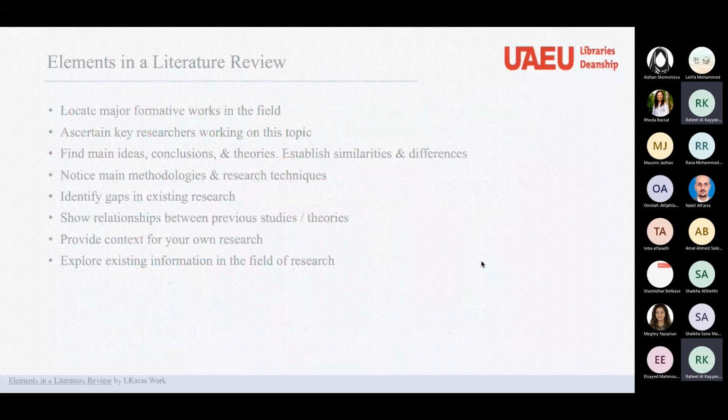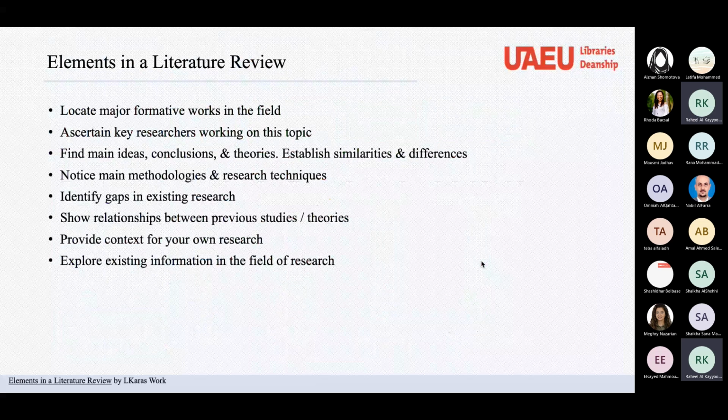Okay. So what are the elements you need to consider when you are searching or doing the literature review? You need to locate major formative works in the field. Look for related works related to your research topics. Identify key researchers working on this topic. Find main ideas, conclusions, and theories, and establish similarities and differences. Notice main methodologies and research techniques that have been used when conducting the literature review.